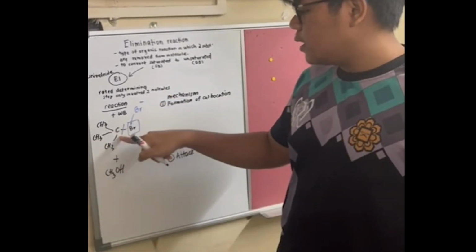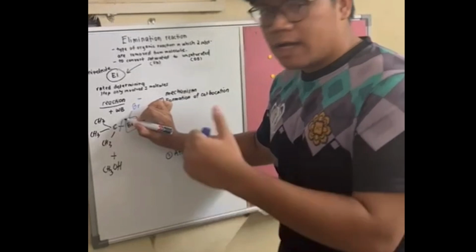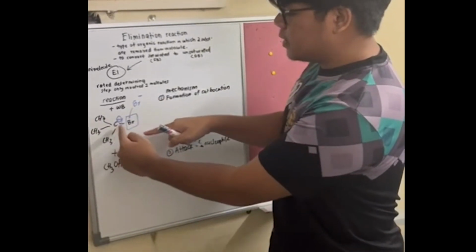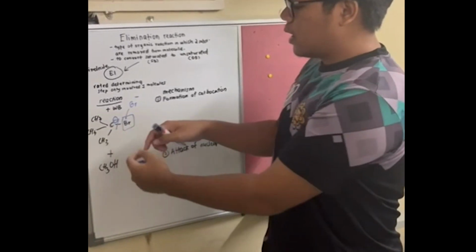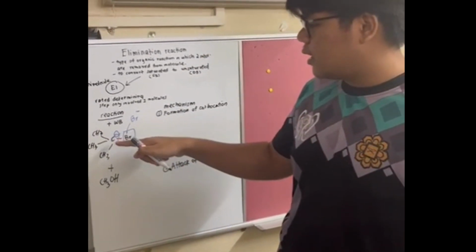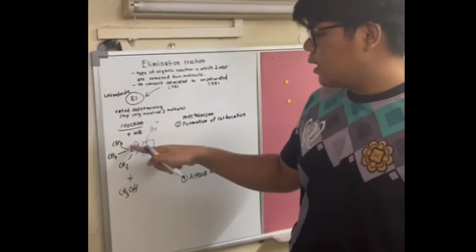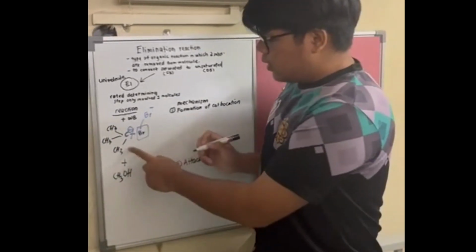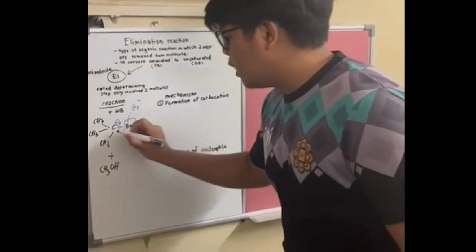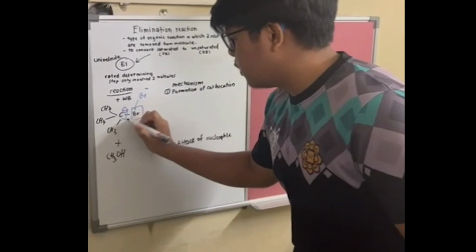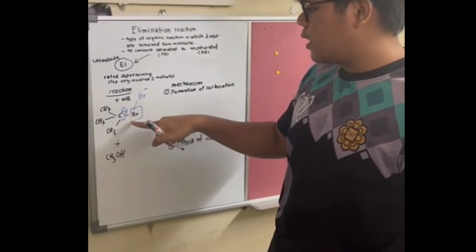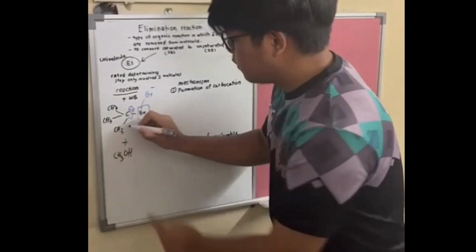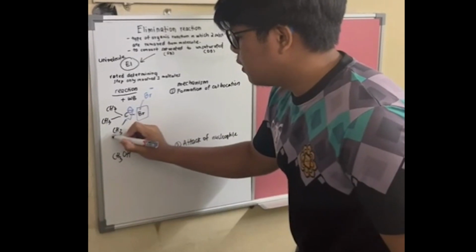Then our carbon here will have one electron, because the bond between this carbon and bromine will be eliminated. That's why there is one electron here and one electron for the bromide ion. For this carbon, I will call it the alpha carbon, because it is attached to our bromine, and this carbon I will call our beta carbon.